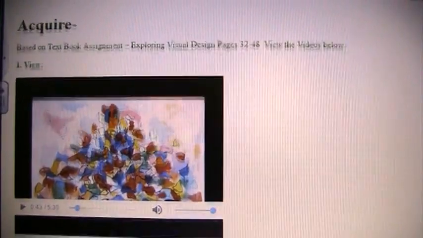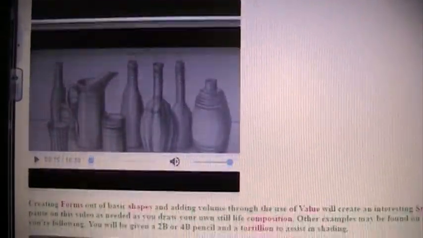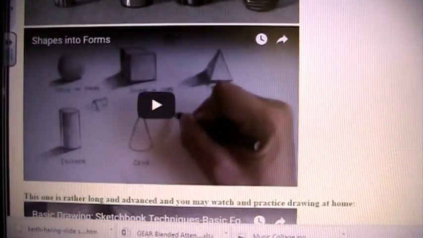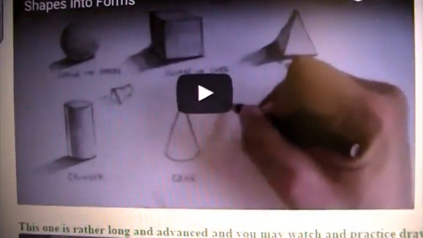And then you're going to scroll down. Skip that one for right now. Skip that one for right now. And you're going to go to this one. And you're going to draw the sphere and the cube. They start with a circle and a square.